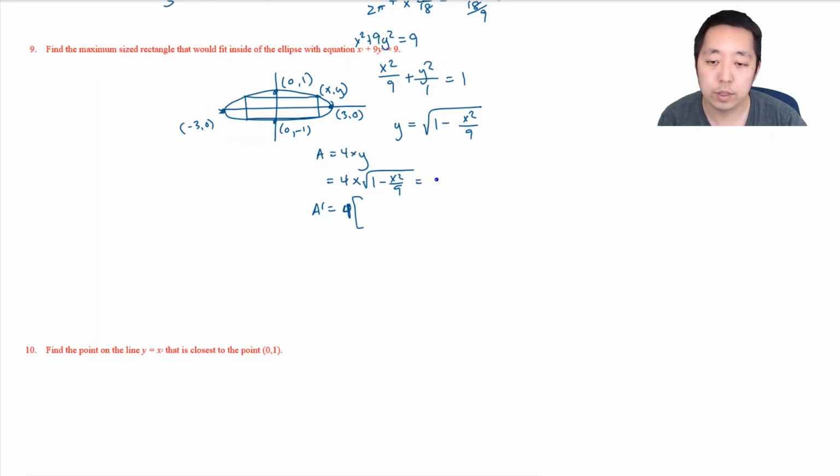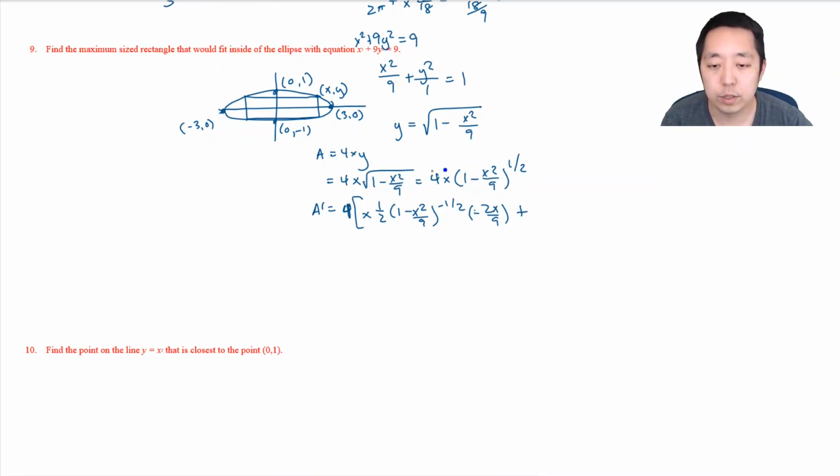Again, I write this as 4x times (1 minus x squared over 9) to the 1/2, so I can do the power rule properly. So it's going to be x times the derivative of this, 1/2 times (1 minus x squared over 9) to the negative 1/2, subtracting 1. But the inside's not x, so I'm going to multiply by negative 2x over 9. And then plus the derivative of x, which is (1 minus x squared over 9) to the 1/2. Then I'm going to factor out (1 minus x squared over 9) to the negative 1/2, because there's one of these in both terms, and the negative 1/2 is the easiest one to pull out.